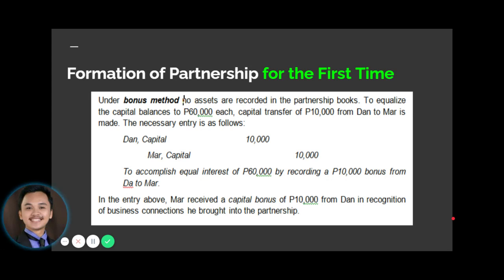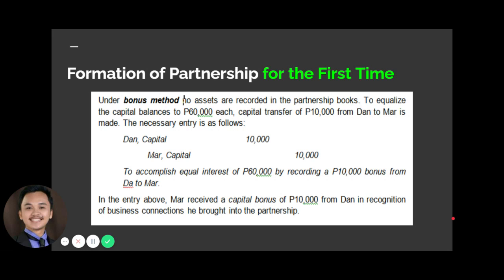So from that 70,000 of Dan, we will transfer some to Mar. Again, the normal balance of capital is credit. Since we will take away 10,000 from Dan, Dan capital will now be debited, and since we will add 10,000 to the 50,000 of Mar's investment earlier, we will credit Mar capital 10,000. So the journal entry for that accounting issue will now be debit Dan capital 10,000 and credit Mar capital 10,000.